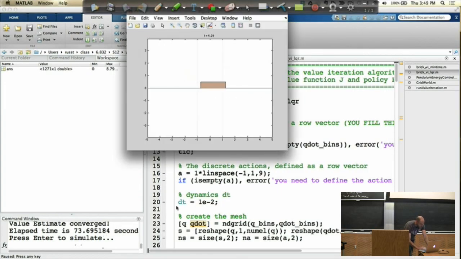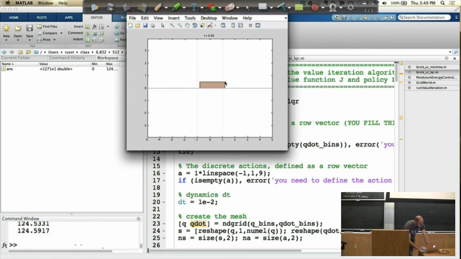So the LQR response, just the quadratic cost, has a slightly different response. It missed the goal by a little bit. It'll come back and settle, but at least it's gentle. Okay, so let's do it for the pendulum.